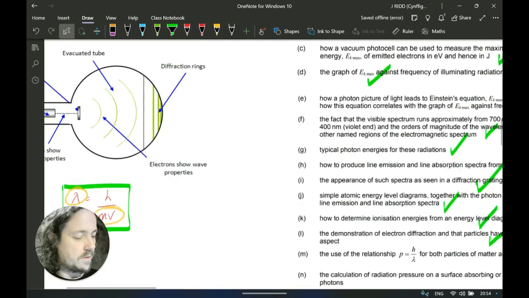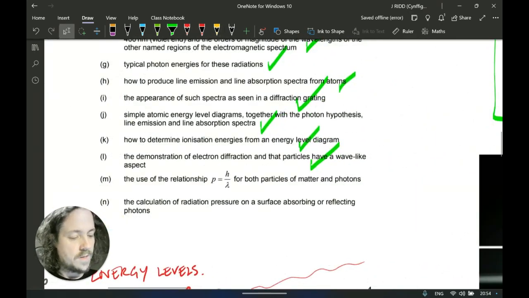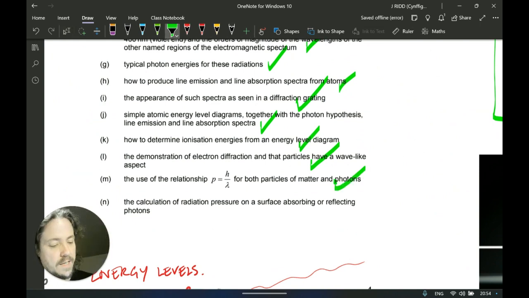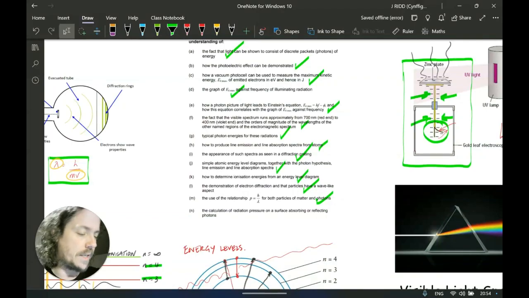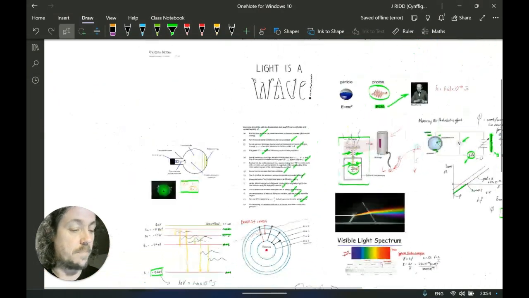Back to the start, then back to our checklist. Okay, we're way over time, and I guess we're going to leave the calculation of radiation pressure on a surface absorbing or reflecting photons for another time, because I realise we're probably over an hour now. So it's only a small one. Look up in your revision guide. It's right at the end.